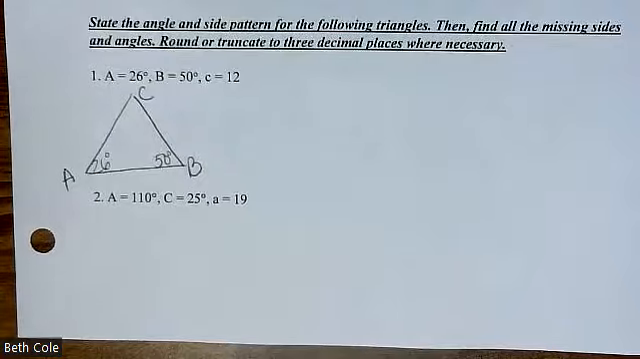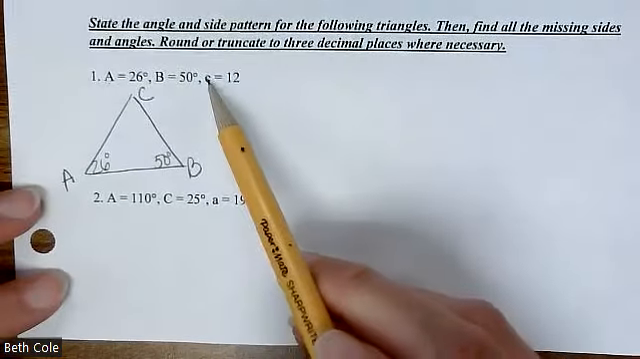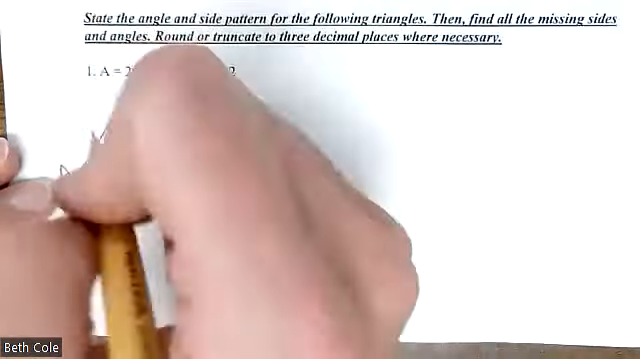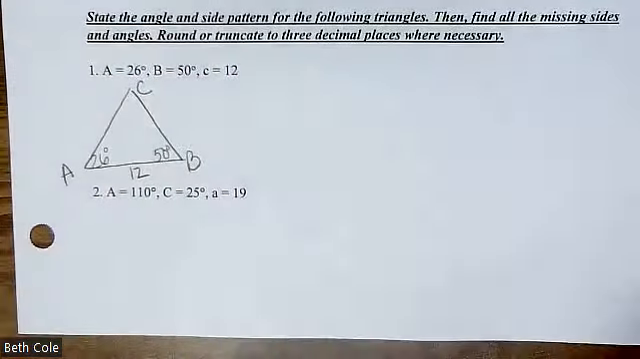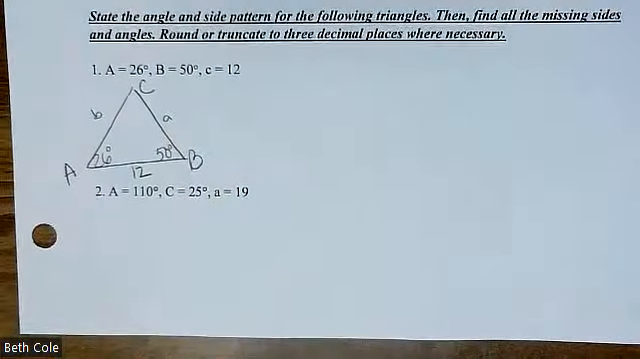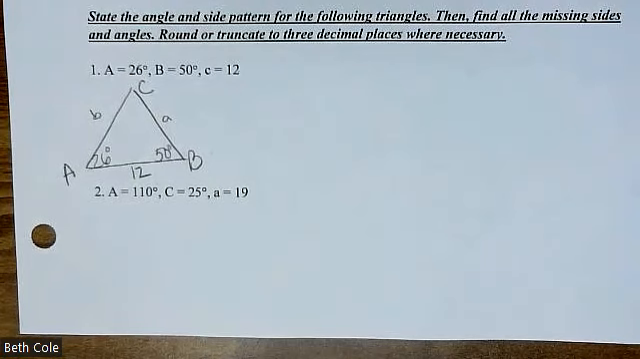Okay? And then they go across from each other. So when they give us baby C, that has to go across from angle C. So that 12 goes right there. And we are missing baby A and baby B. So that's drawing your picture. You get a point for that, just drawing and labeling the thing.